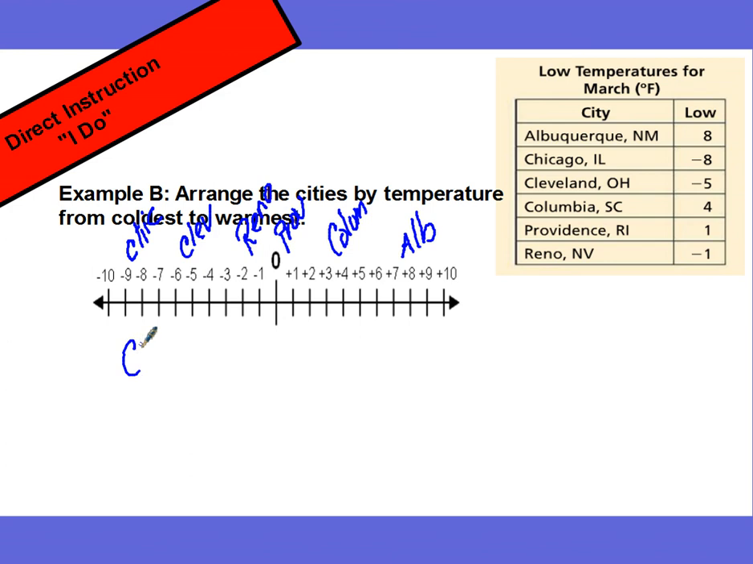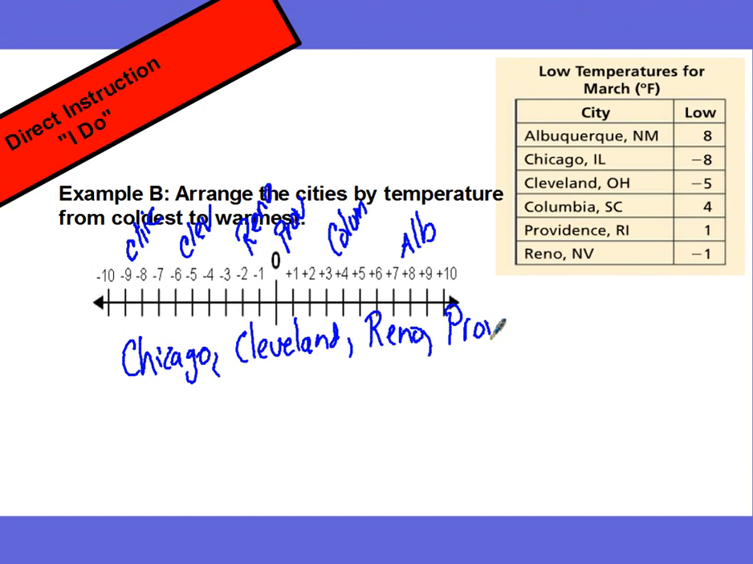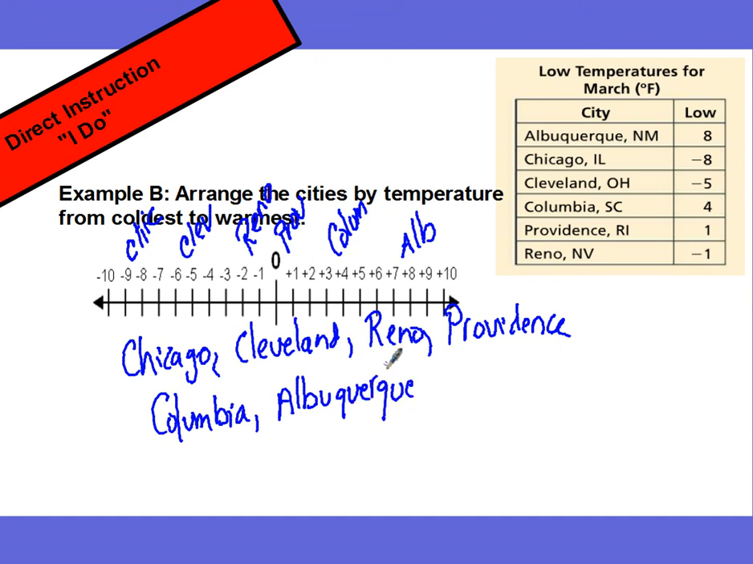Okay. Now that I have them in order on the number line, I just write my answer down. So I have Chicago, Cleveland, Reno, Providence, Columbia, and Albuquerque. Forgot an R. Okay?